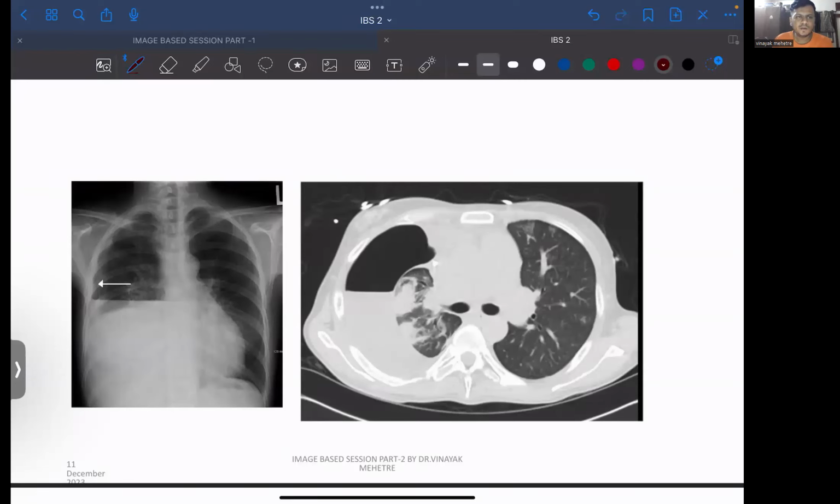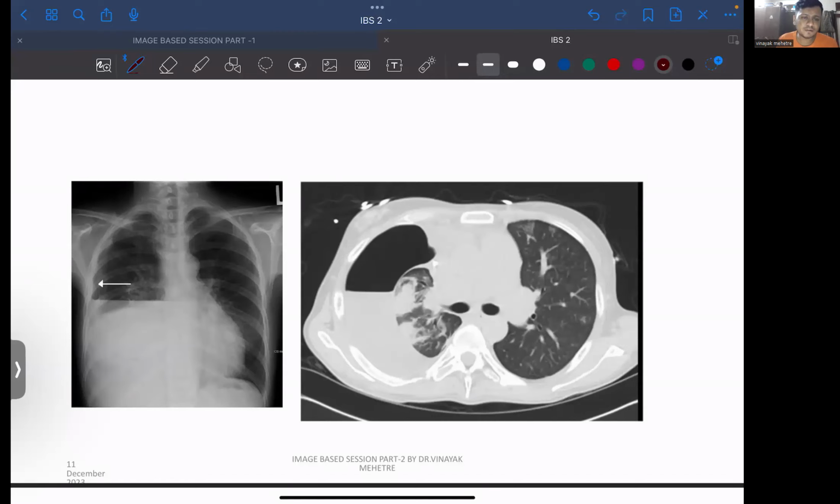Pleural effusion means water inside the lung, but what has happened now? There is something which is increasing water as well as air also. Where we can see the air, we can see in trauma, or even in infection, we can see air plus pus, right? Pani plus hawa.